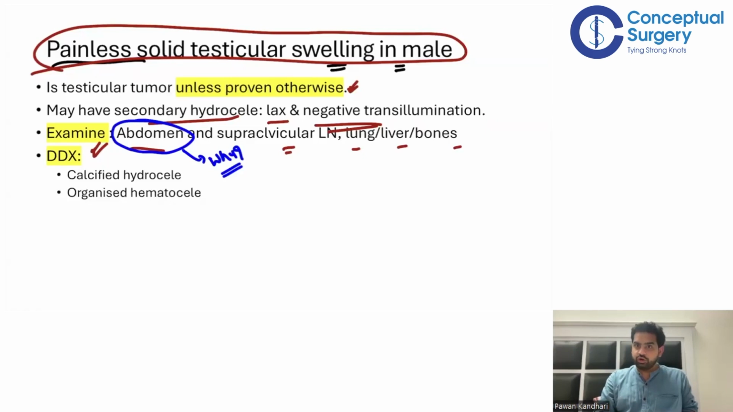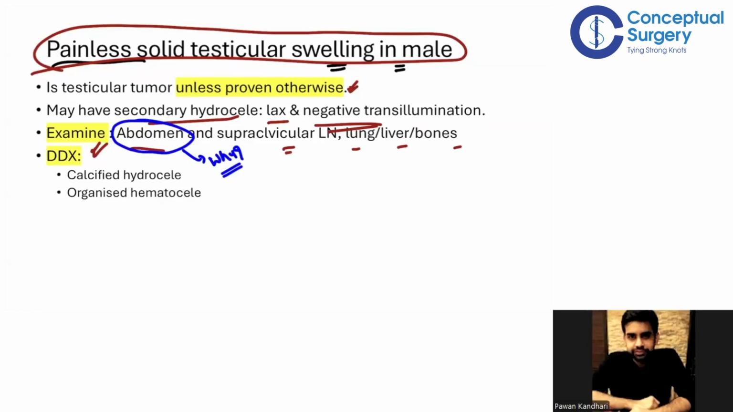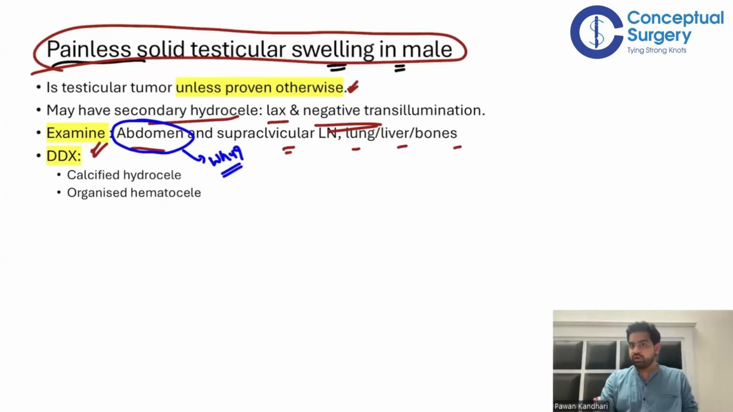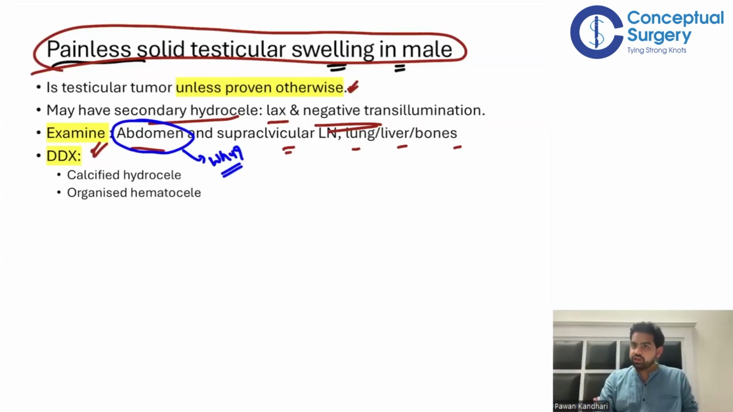Have you ever heard of retroperitoneal lymph nodes or para-aortic or something like that? Yes, sir. Can you tell me why the lymph nodes go to the para-aortic or the interaortocaval nodes? From where do the testes arise?